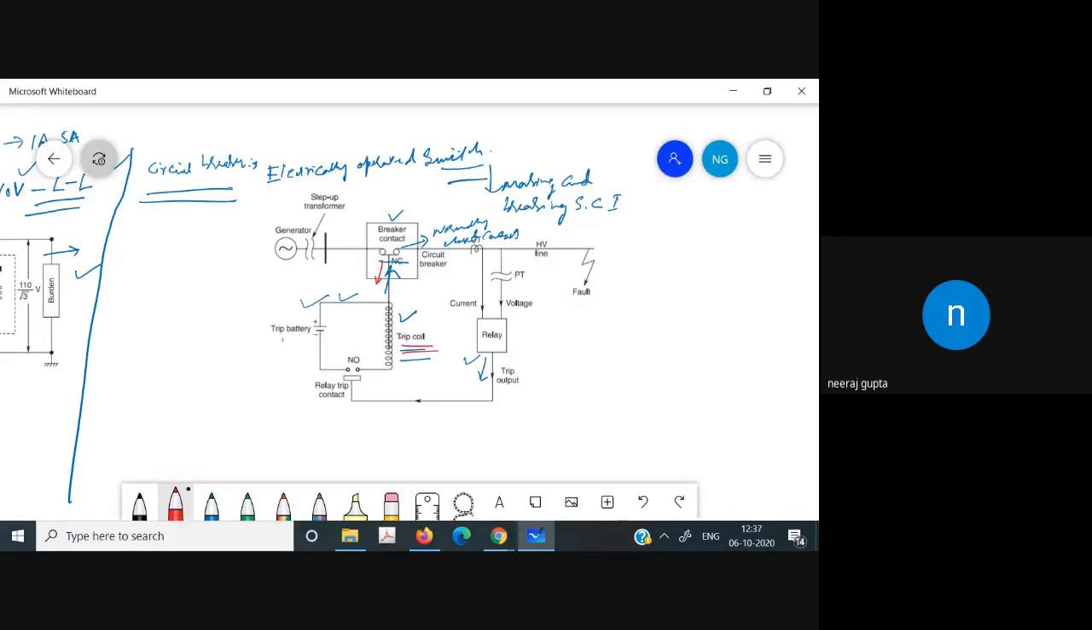Now the trip battery used in this circuit breaker supplies the energy to the trip coil for its operation. This trip coil is wired in series with the trip battery, and we have the relay trip contact. These are all in series: the trip battery, trip coil, and the relay trip contact. The relay trip contacts are actually normally open.